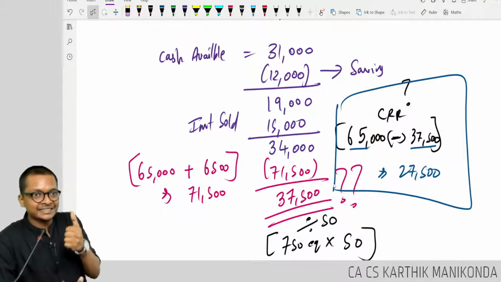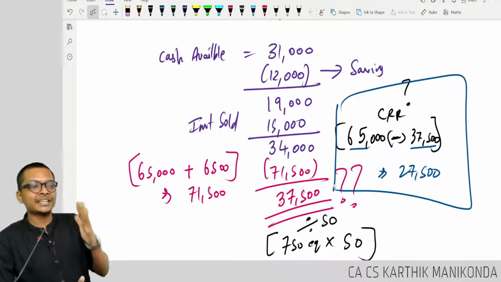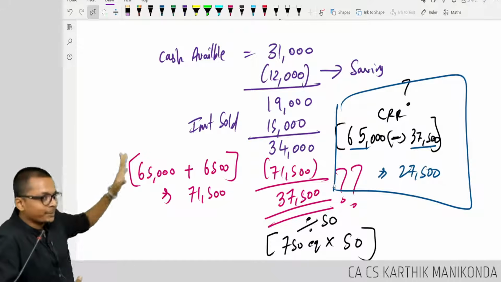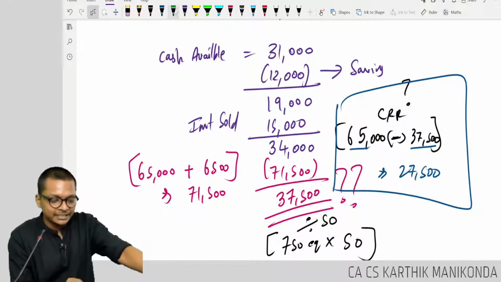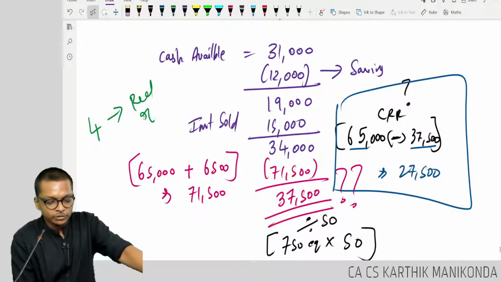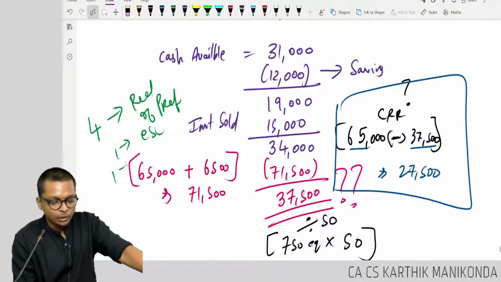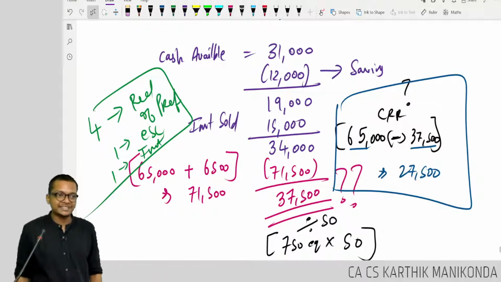So far, I have solved the 6 sums and you are just looking at the screen. For this sum, I have done some base workings. Using this, I want you to pass 6 journal entries. What are the 6 journal entries? 4 entries for redemption of preference shares, 1 for issue of equity shares, 1 for sale of investment. These will be your 6 entries.